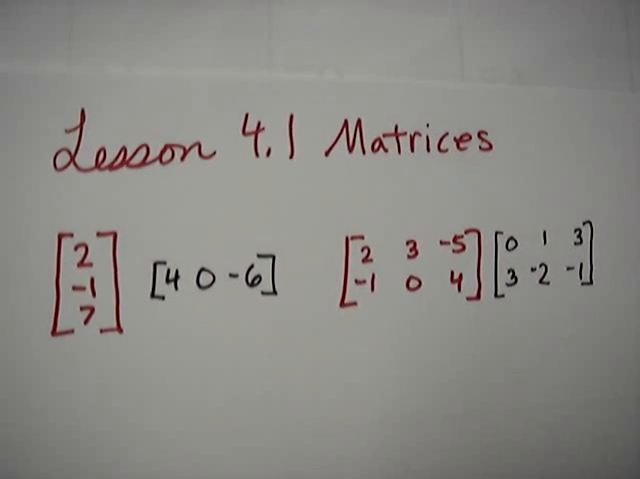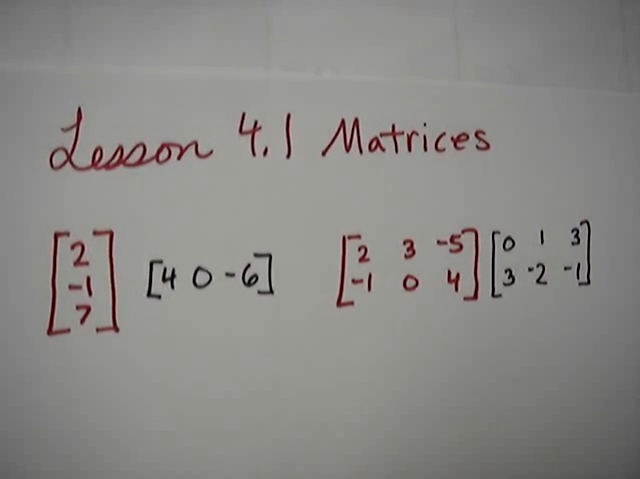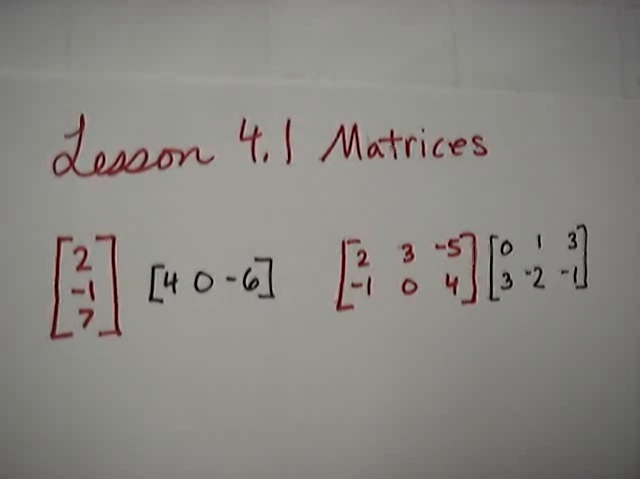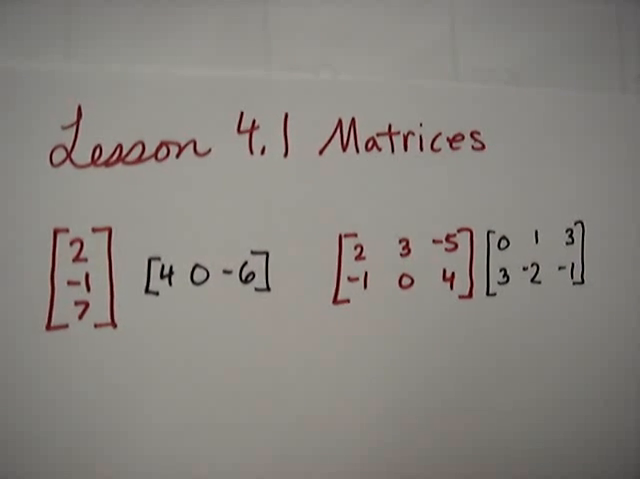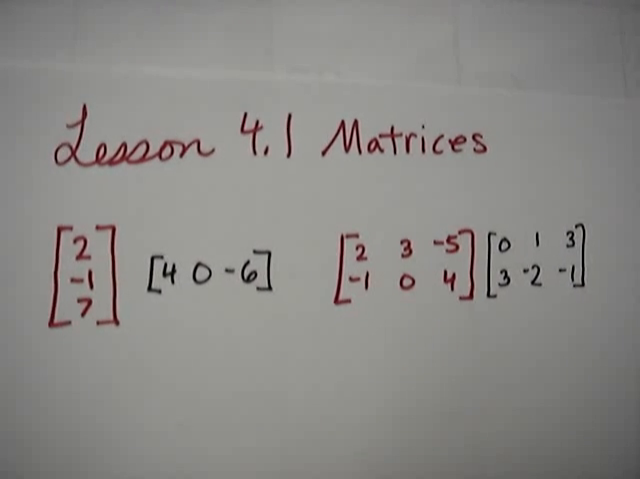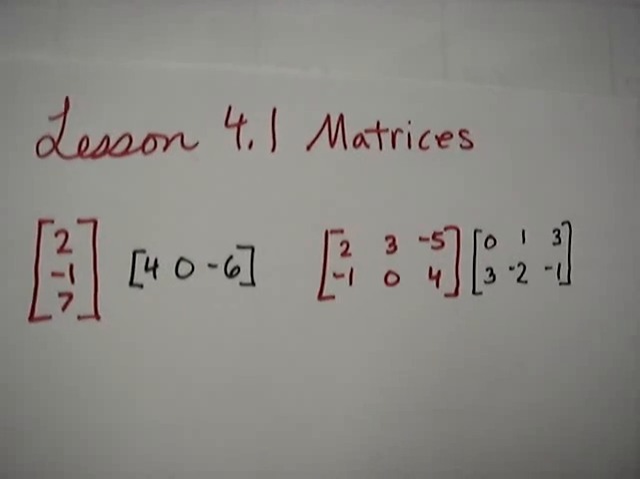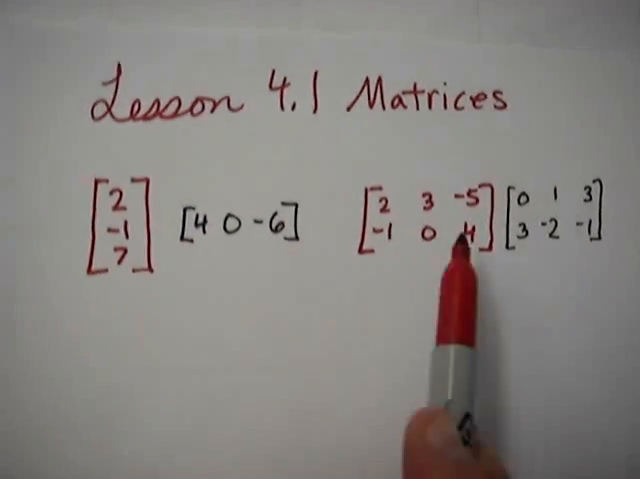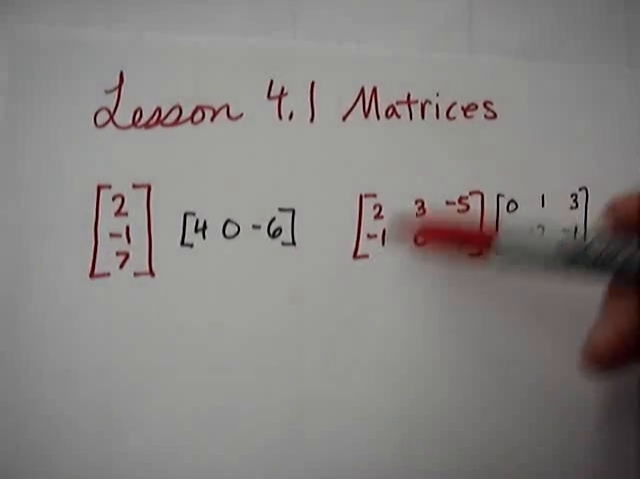In lesson 4.1, we're introduced to matrices. First, we'll determine if we can add or subtract matrices. Remember, a matrix is a rectangular arrangement of numbers in rows and columns, where the numbers are called entries. The dimensions of a matrix are given by the number of rows, which goes across, by the number of columns, which goes up and down.